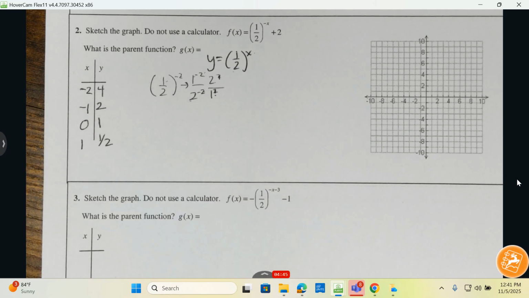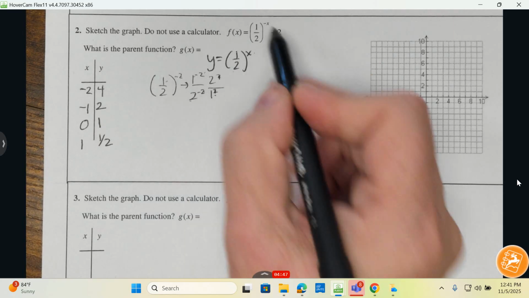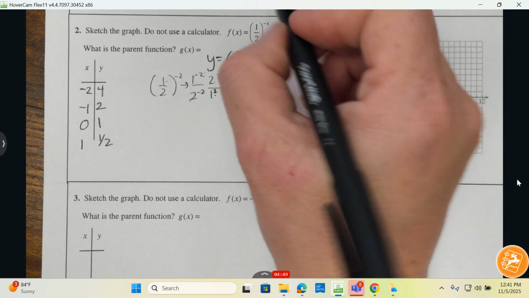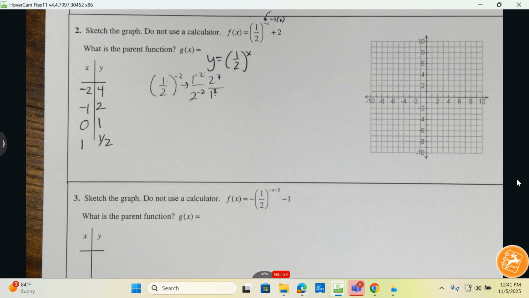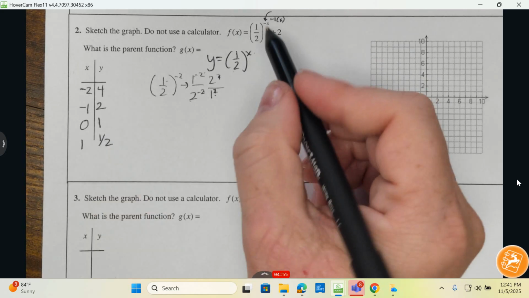I think that's enough points. Let's go over here and look. So we can see a couple different things here. We need to consider that we have -1 times x. That's going to impact the x values when I sketch.